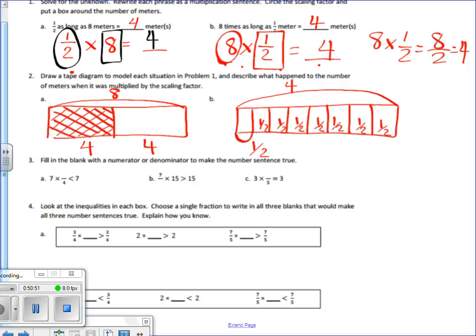So fill in the blank with a numerator or a denominator to make the number sentence true. So this can sometimes be anything.